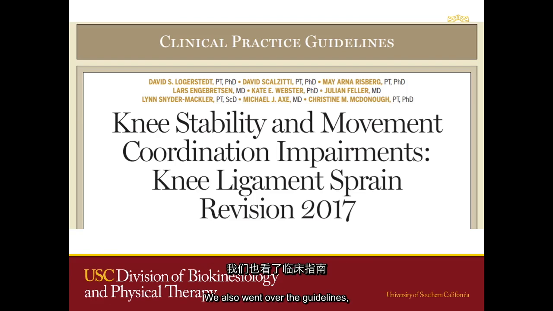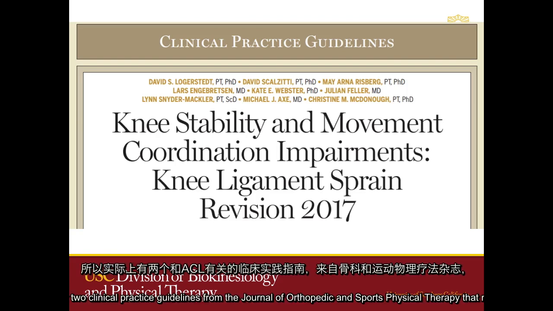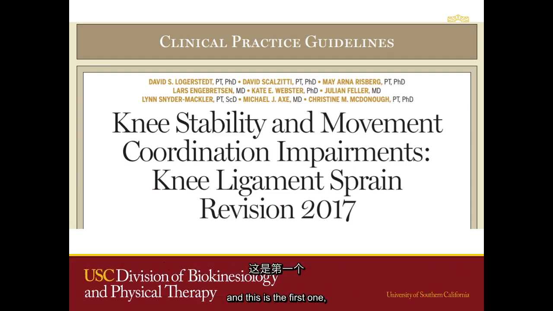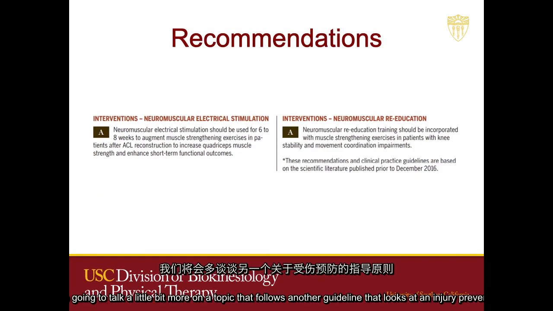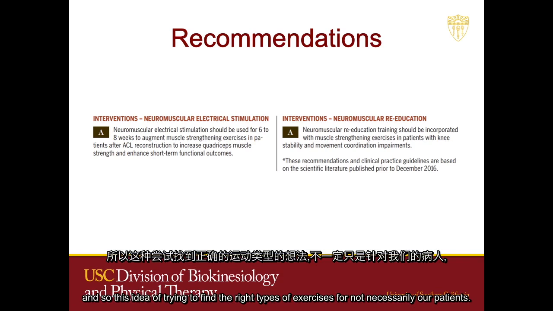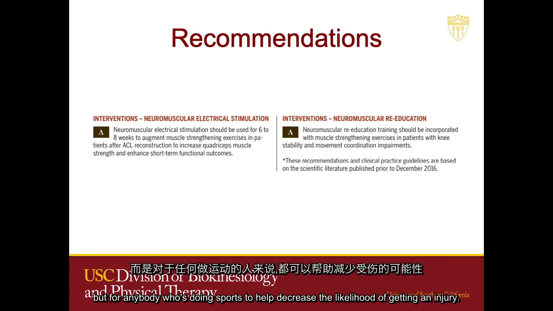We also went over the guidelines. There are actually 2 clinical practice guidelines from the Journal of Orthopedic and Sports Physical Therapy that relate to the ACL. This is the first one, and the revision was done in 2017, and we talked about the recommendations yesterday. Today we're going to talk a little bit more on a topic that follows another guideline that looks at injury prevention. This is the idea of trying to find the right types of exercises for not necessarily our patients, but for anybody who's doing sports to help decrease the likelihood of getting an injury.